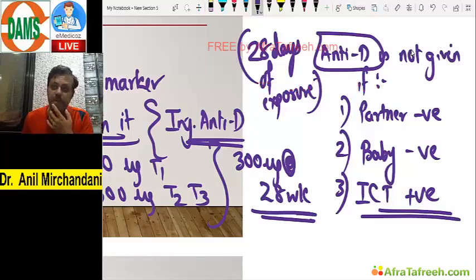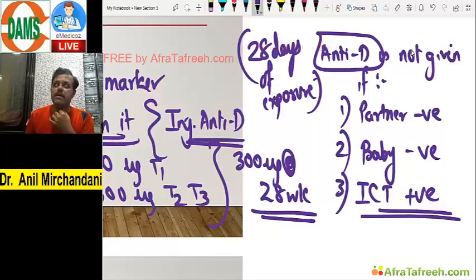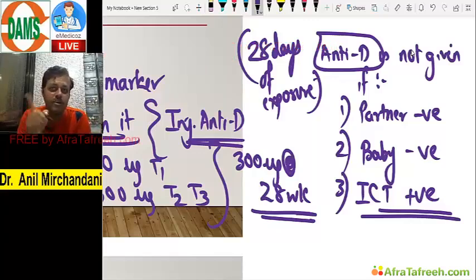If baby is Rh negative, we don't give it. If partner is negative, the baby will be negative. Sir, partner negative, patient negative, we don't give anti-D, and the baby is delivered positive. Please give. This baby is not the baby of this partner. I hope you got my point.